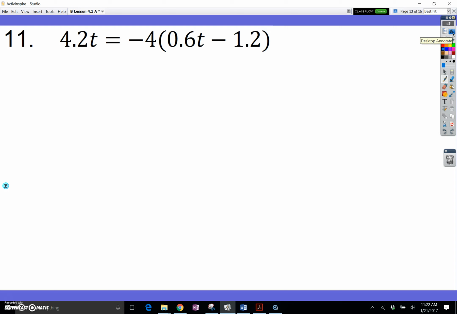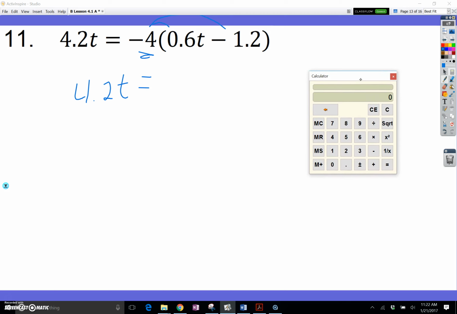Alright. Now I have this one. You can go ahead and begin here. I have 4.2t is equal to, and then I'm going to have a negative 4, and I'm going to distribute it to these terms. So let's go ahead and take out a calculator to make sure we're going to do this right. I'm going to have negative 4 times 0.6t. That's going to be negative 2.4t.